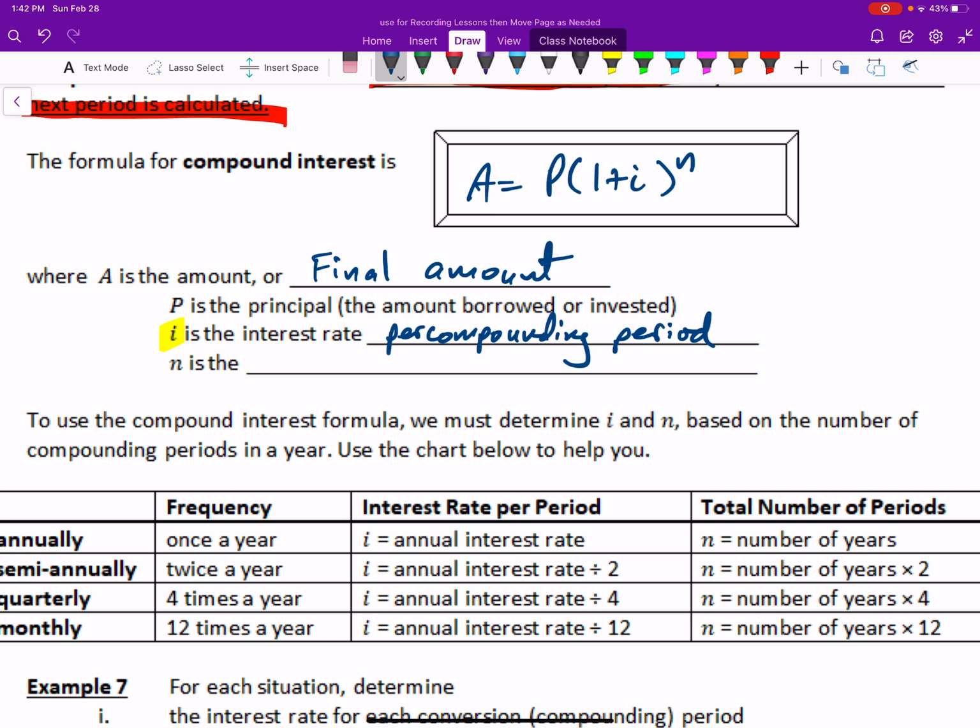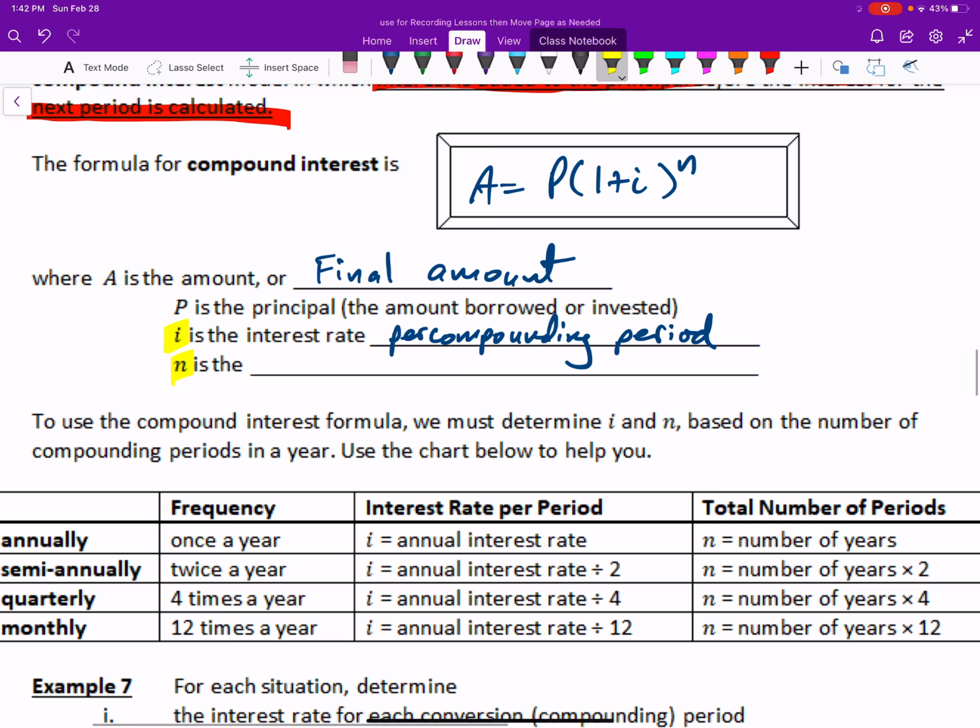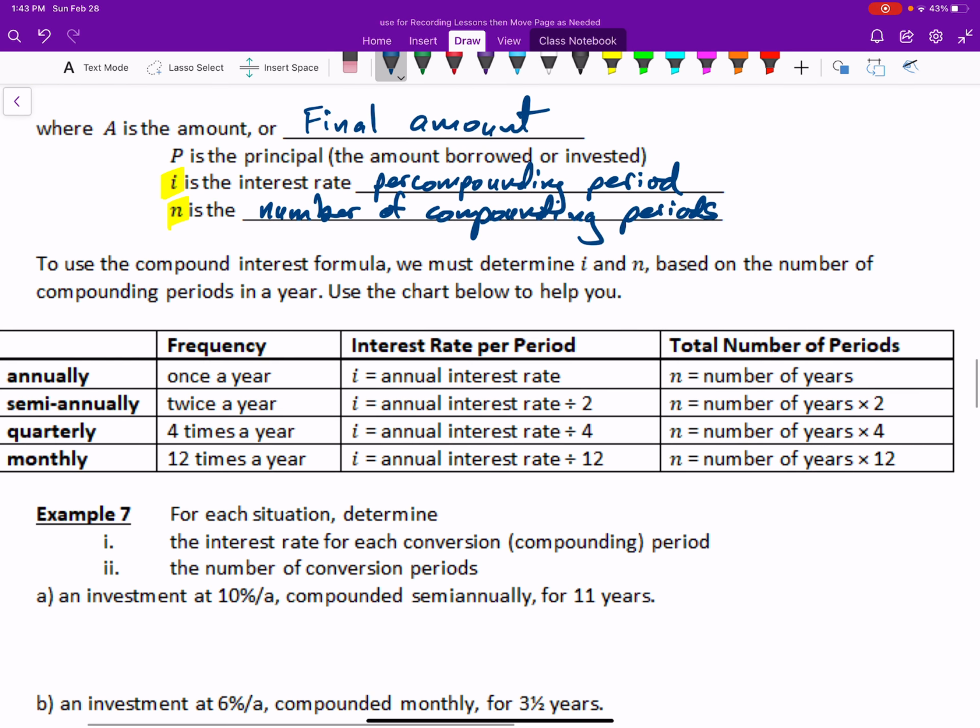And n is also a new variable for compound interest. n is the number of compounding periods. So again, let's say I borrow money for 10 years, but it's compounded monthly. Well, they're going to calculate a smaller interest 12 times a year, and I'm going to do that for 10 years. They're going to actually calculate the interest 120 times. That's what n would be in that example I just made up.